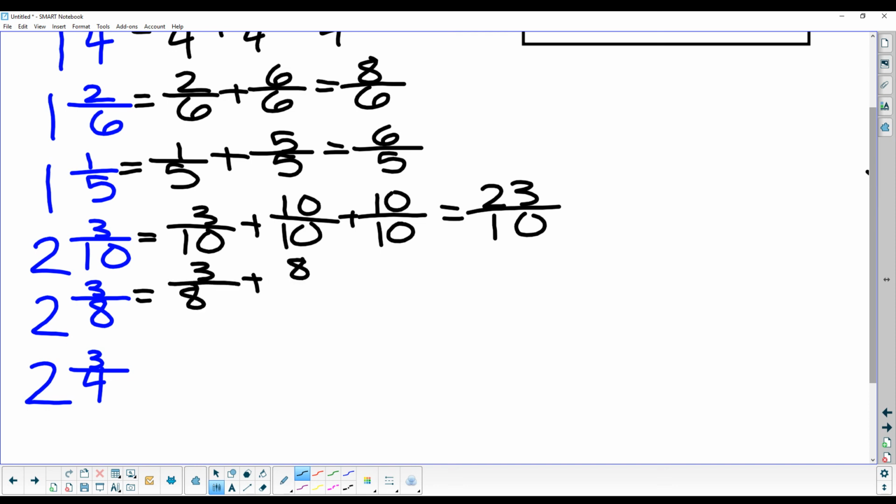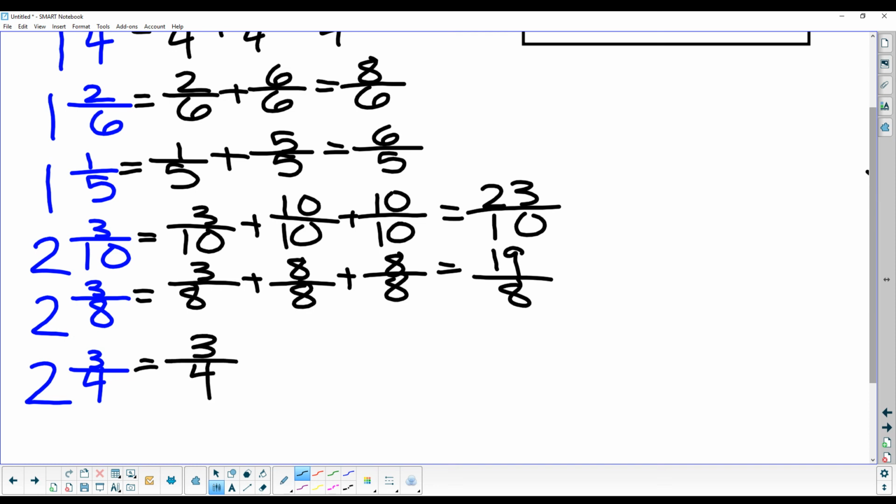Again, I have 2 wholes. My denominator is 8, so I write 8/8 to get my 19/8. My denominator is 4, so I'm working with fourths, so 4/4. And I have 2 wholes, so my answer should be 11/4.